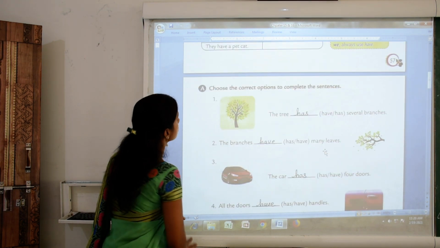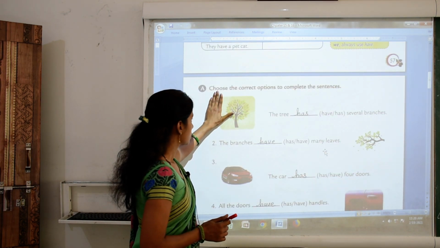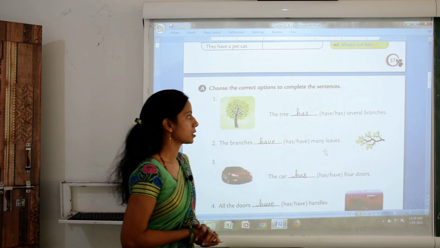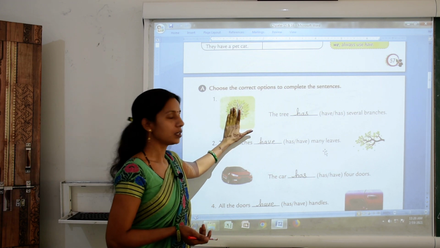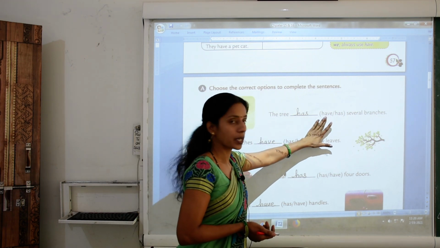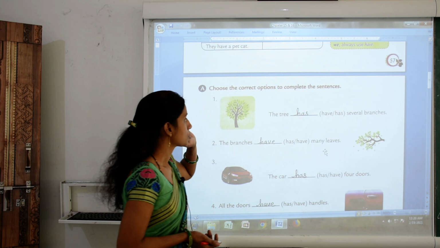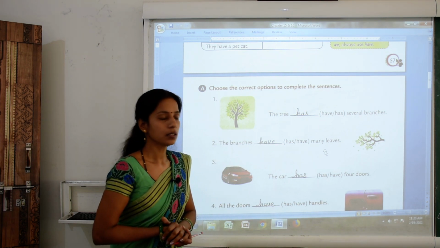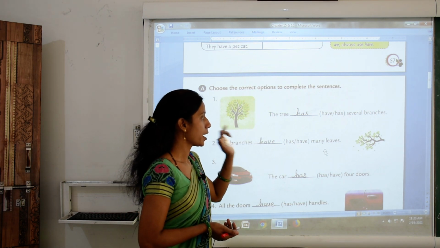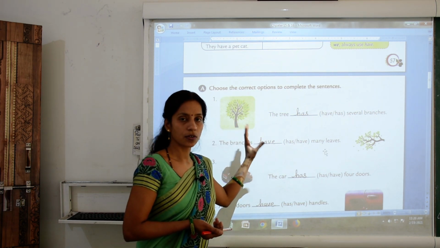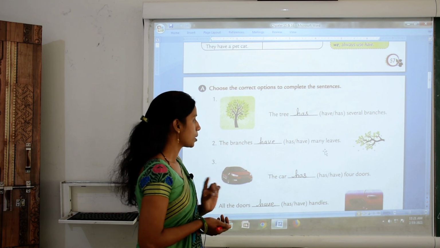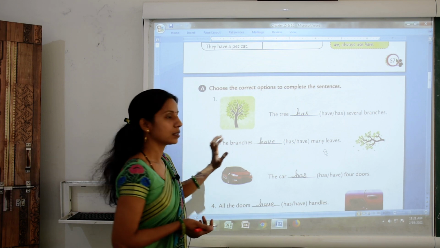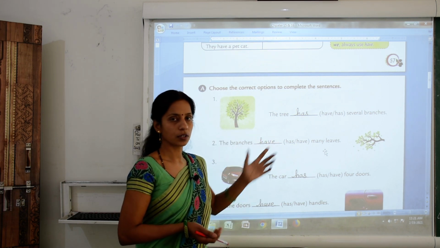Let's do some exercise. Number A, choose the correct options to complete these sentences. Here some pictures are given and options are given in the brackets, has or have. So you have to complete the sentences using has and have. You have to write has with a singular person, singular name, singular thing, and you have to write have with more than one naming word like you, we, they and more than one person.